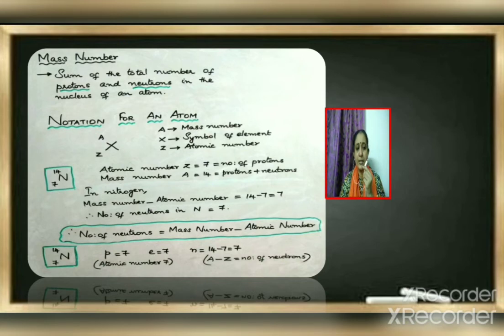Now consider nitrogen, N with atomic number 7 and mass number 14. Atomic number is equal to 7. So the number of protons is equal to 7. The number of electrons is also equal to 7. We know that mass number is equal to 14 and atomic number is equal to 7. So how can we get the number of neutrons? 14 minus 7, which is equal to 7.